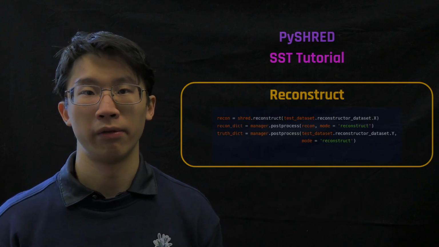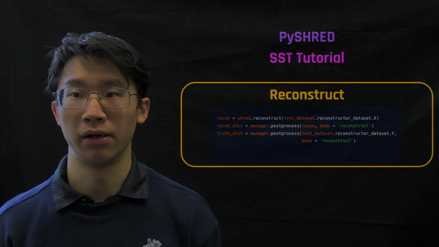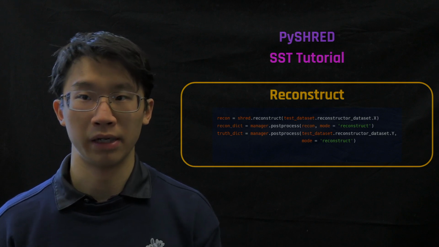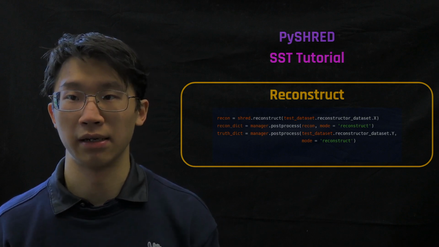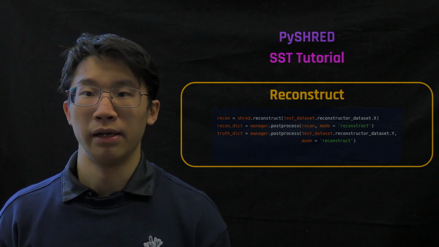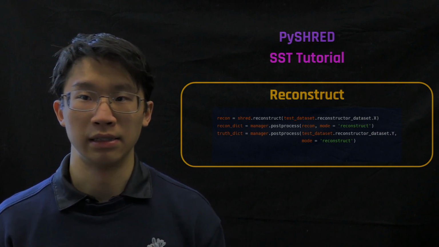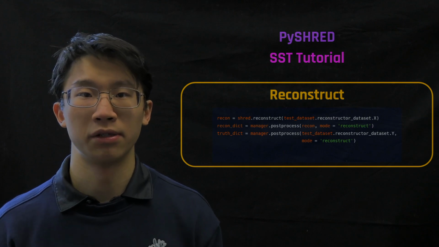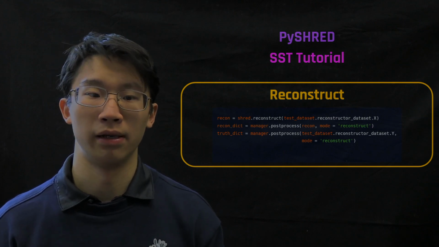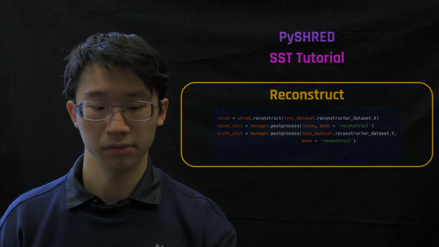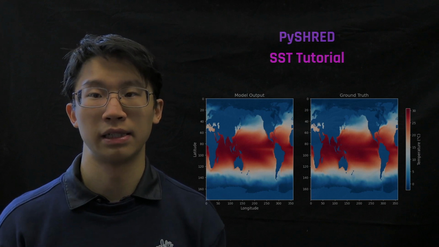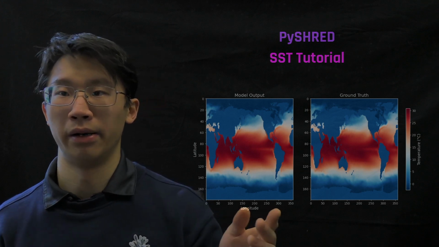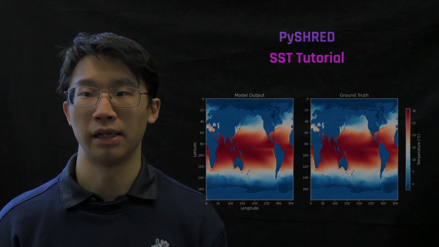Cool. Now that we've taken a look at the evaluation, we can start using our trained SHRED model. We can do shred.reconstruct and pass in the test dataset to perform a reconstruction on the test data that we have. After that, we can post-process it so that the data is unscaled and uncompressed back to the original shape before the SVD compression. Here is a visualization of what the post-process data looks like for the reconstructor. As you can see, the model output looks very similar to the ground truth. So that's a very good sign.